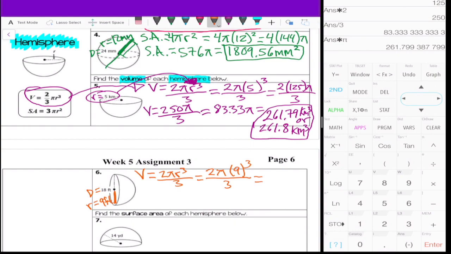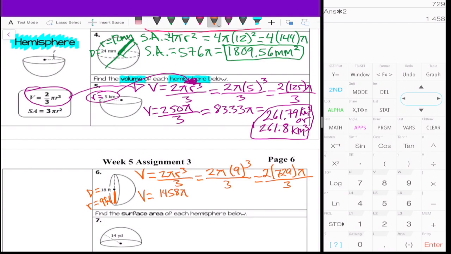So 9 times 9 times 9. Alright, let me clear it out. Calculator, 9 times 9 times 9 is 729. So I'm hoping this calculator makes it feel better. Let me know if it's better, or if I could just use the other calculator that's in the computer. I think I find this easy because there's no really lag time. But anywho, 729 times 2 is 1458. So I still have to divide that by 3. So 1458 divided by 3 is 486 pi.